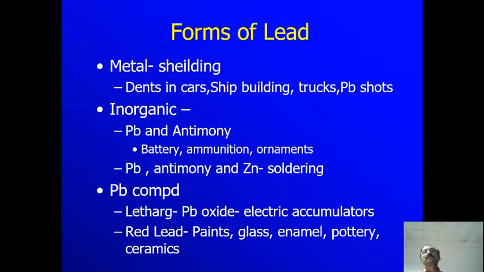Lead, antimony, and zinc: the combination of this is popularly used in soldering. Lead compounds called litharge, or lead oxide, are used in electric accumulators, and red lead, as it is called, is used in paints, glass, enamel, pottery, and ceramics, basically for increasing the shine.